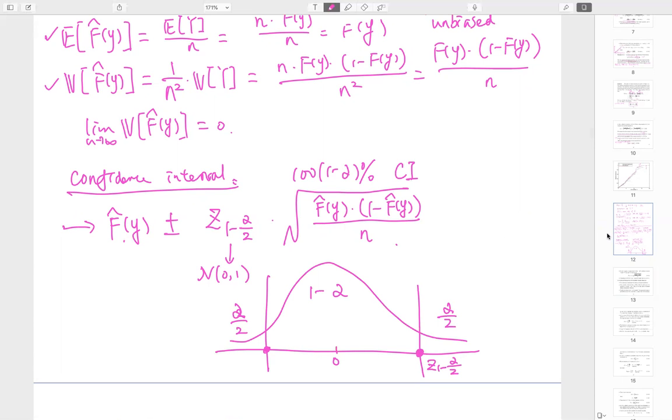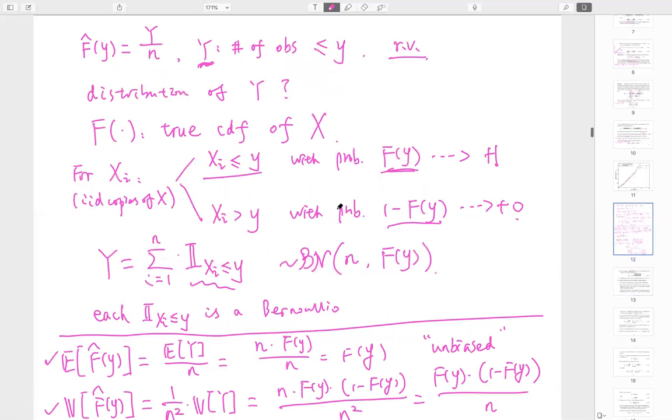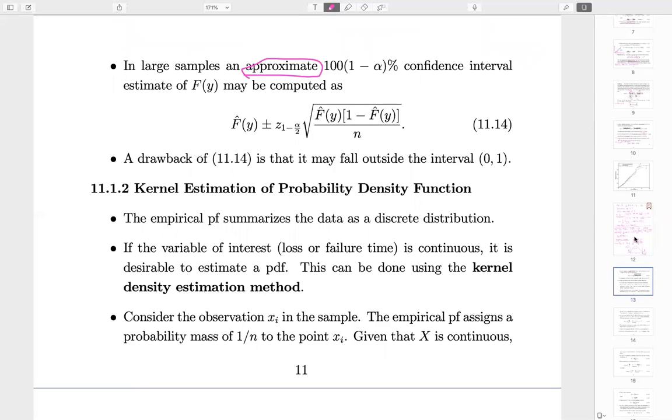So the result we have here is actually an approximation for the CI. It's not exactly the CI because the distribution is not normal, it's actually binomial. Okay, let's finish here for this video. We will continue later on with more complicated stuff.